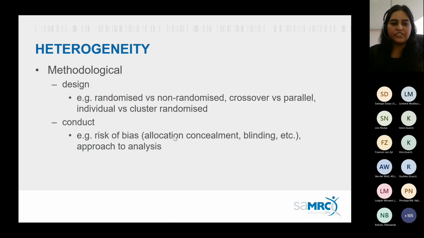And heterogeneity can also arise from the conduct of the study, more specifically the risk of bias. So if some studies are at higher risk of bias than others, that could explain the differences you see. Another item that could contribute to methodological heterogeneity is the approach to the analysis. So perhaps how the study analyzed the results. This is directly speaking to statistical methods used in the paper.